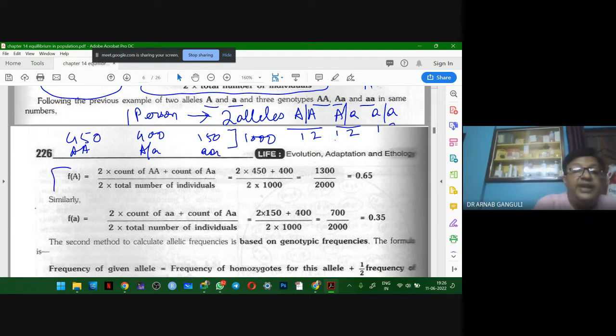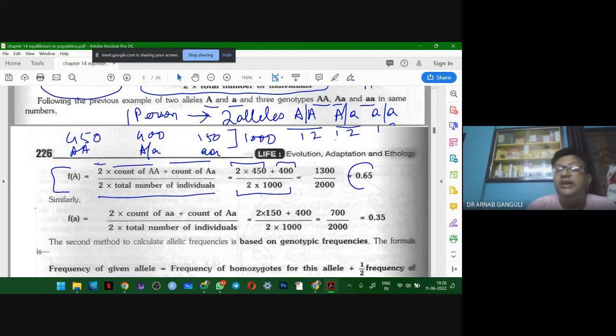So the frequency of A is 2 into the count of AA plus the heterozygous count. You're applying the same formula. So you're doing 2 into 450 plus 400, 1 into 400, divided by 2 into 1000. So you get a ratio of 0.65. This is the frequency of the capital A. 450 into 2 plus 400 divided by 2000. You apply the formula, you get 0.65.